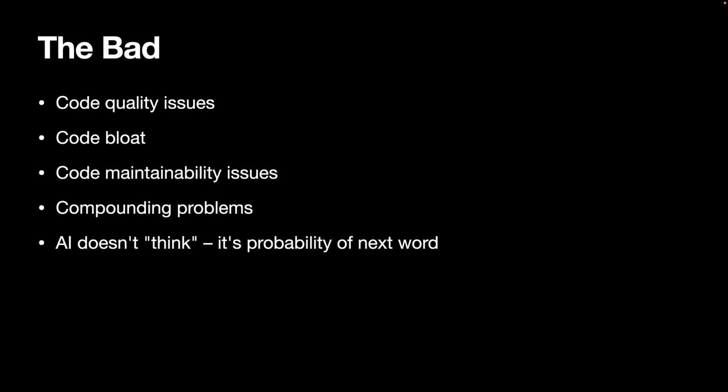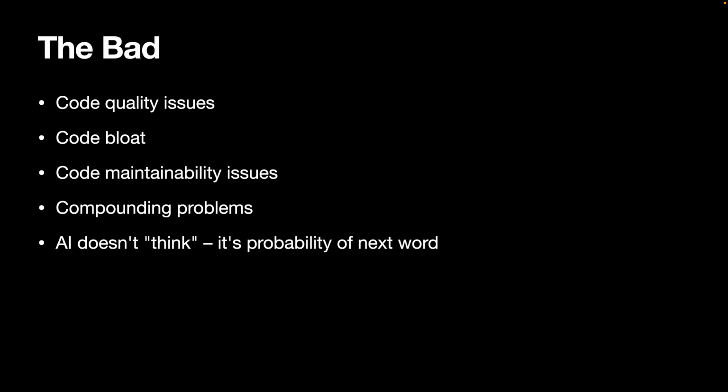And this compounds itself, so the AI is constantly losing context, and the prompts are sometimes lackluster, and the AI is not thinking, it's simply using probability of next word based on the context and the prompt that you gave it. It's trying to figure out the best answer, but sometimes there's bad information, there's missing context, and this results in compounding errors, more and more bloat, which makes it harder and harder to maintain. And this is going to lead us straight on to the ugly section.